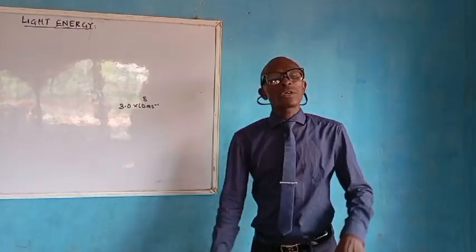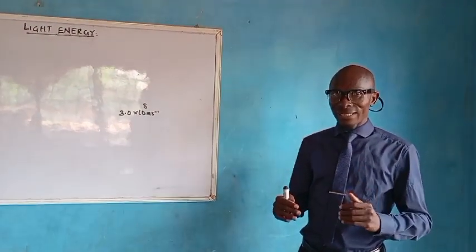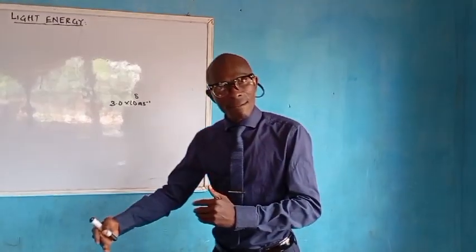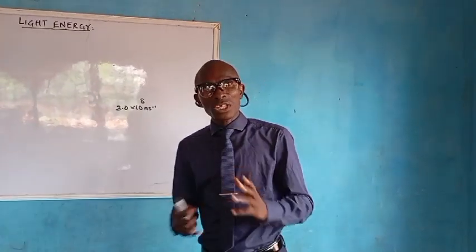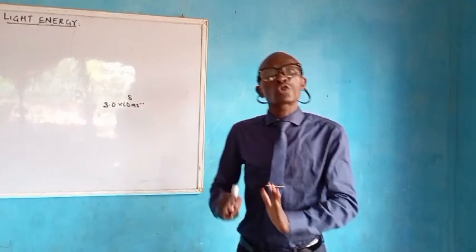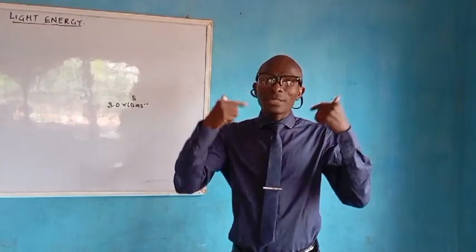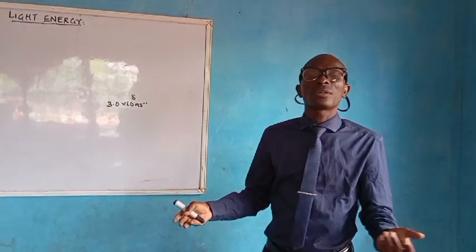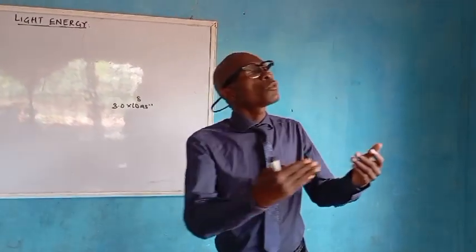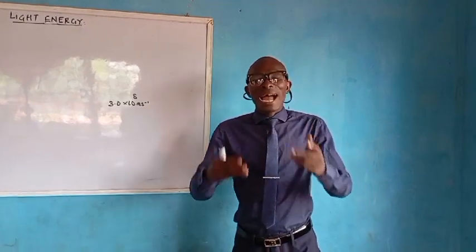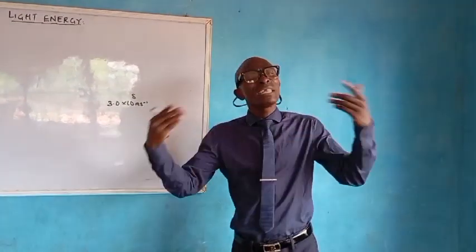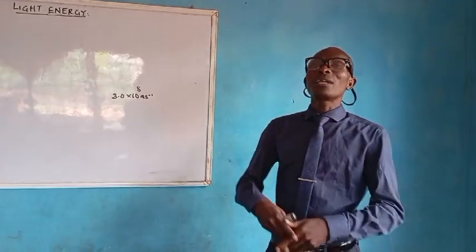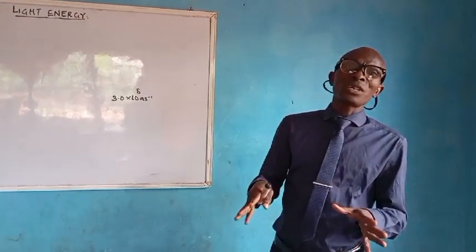But here, when we talk about sources of light, they can also be natural or artificial. That's one thing. Sources of light can be what? Natural. It can also be what? Artificial. Natural sources of light, for example, I can talk about the sun, the stars, fireflies, and there are many others. But when we now look at artificial, these are made by man.